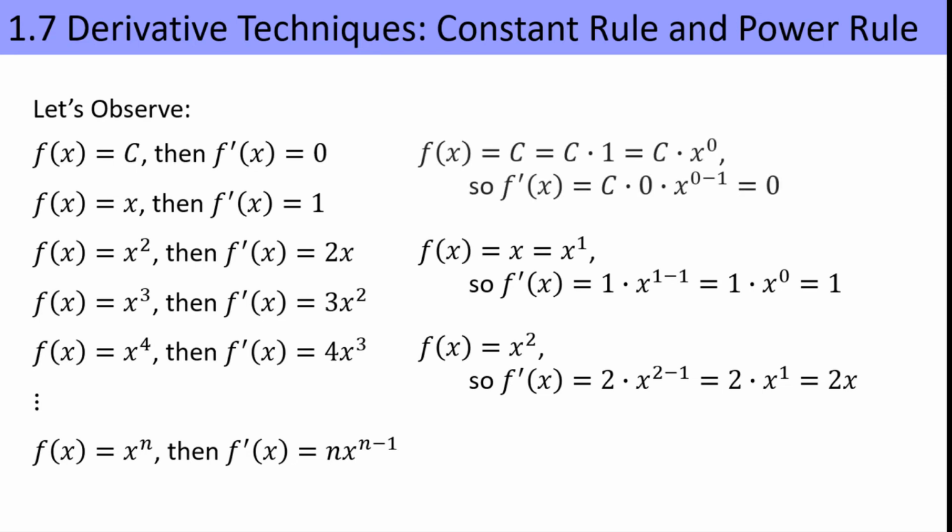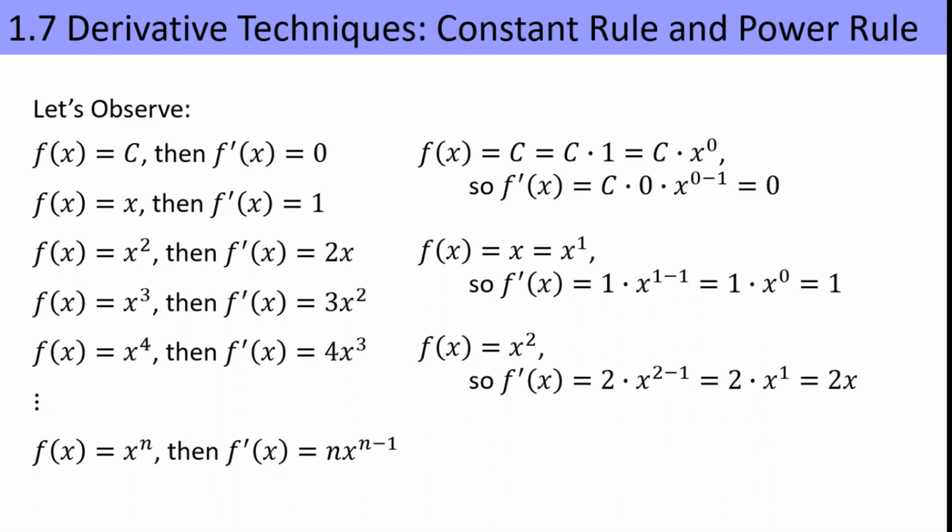If f of x equals c, we know that c is equal to c times 1. 1 doesn't change anything when it's multiplied, and using rules of exponents, we know that x to the 0 is 1, so we will replace the number 1 with the notation x to the 0. That is, f of x, which is equal to c, can be written as c times x to the power of 0. Now let's apply the derivative rule, the general power rule that is.